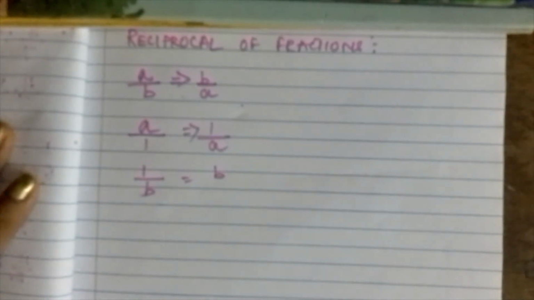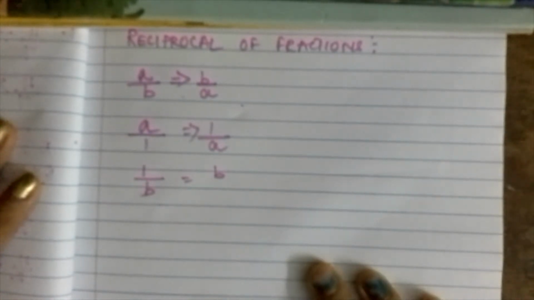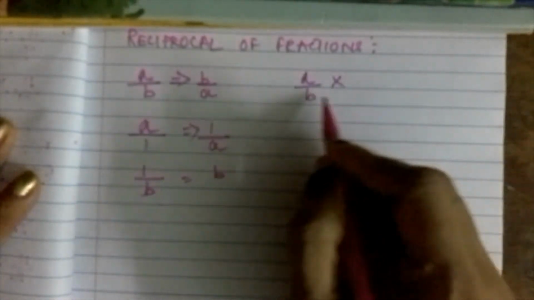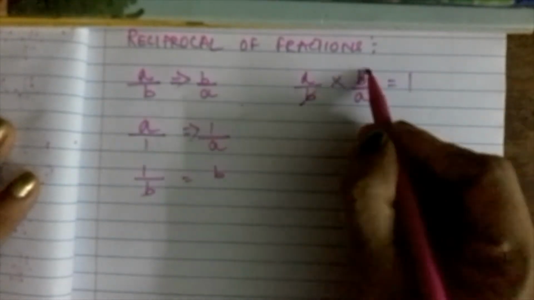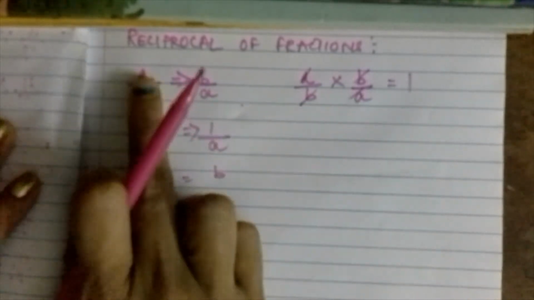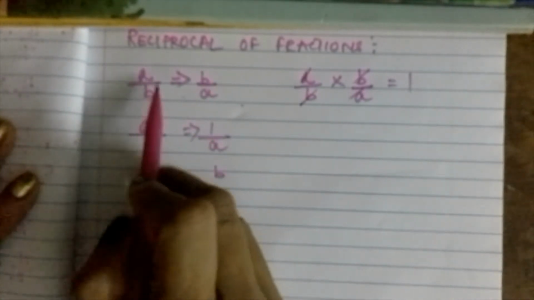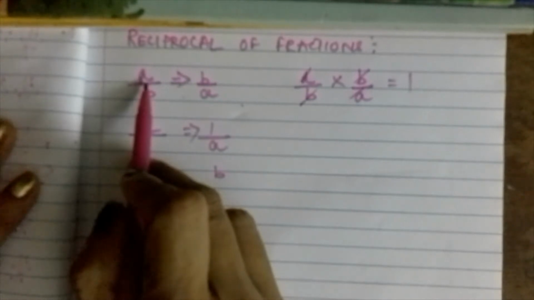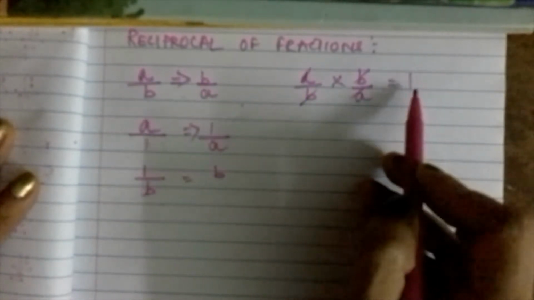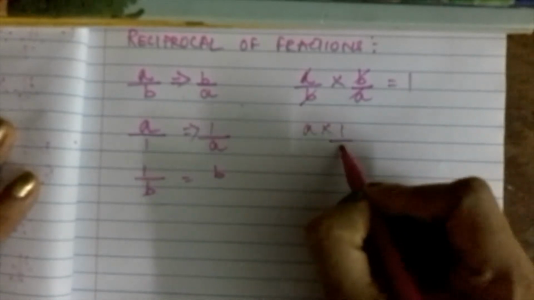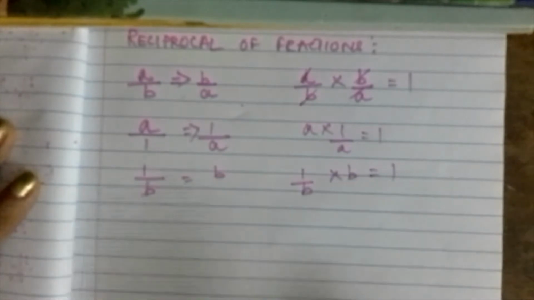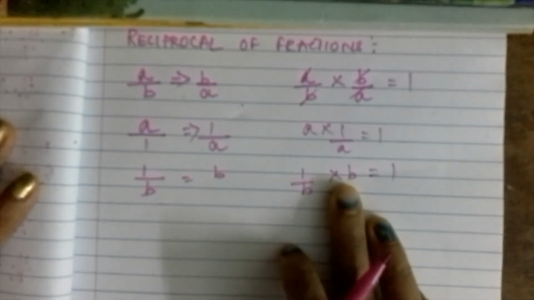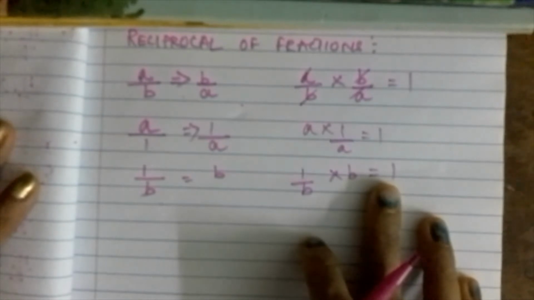And there is a rule for reciprocals of fractions. Two fractions are said to be reciprocals if their product is equal to 1. That is, if you multiply a by b with its reciprocal b by a, and cancel, the answer will be 1. So b by a is the reciprocal of a by b and vice versa. Similarly, a into its reciprocal is 1, and 1 by b into its reciprocal is 1. So this is the reciprocal rule: their product should be equal to 1.